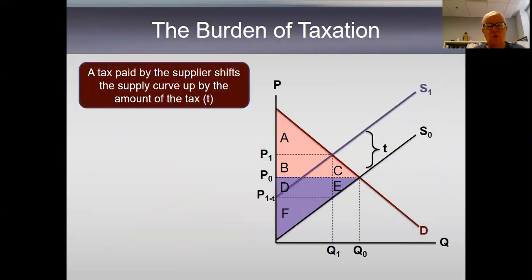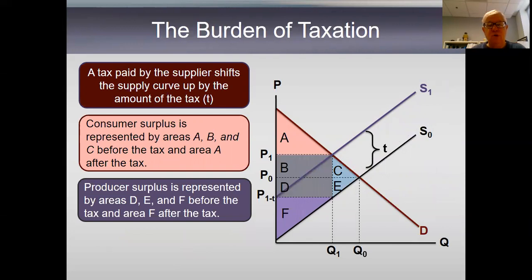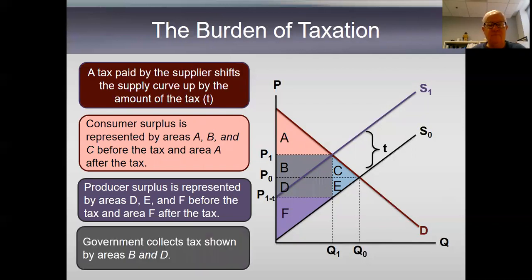So here we've got a situation where a tax is imposed on the supplier. As a result of that, the supply curve shifts from S0 to S1. The consumer surplus, which was sections A, B, and C, is now reduced to only section A. The producer surplus, which was D, E, and F, has now been reduced to only F. C and E represent the lost surplus, and B and D is the amount of money that is paid to the government in the form of a tax.